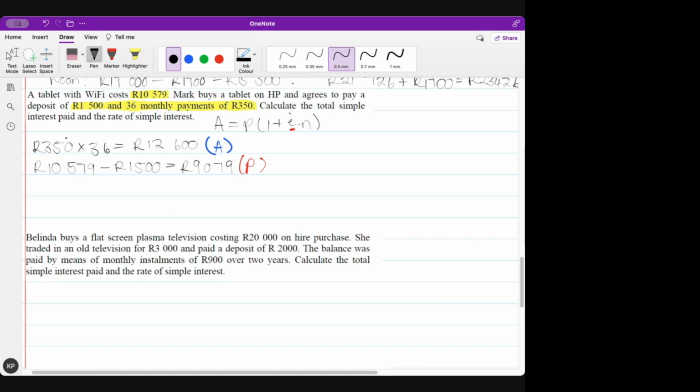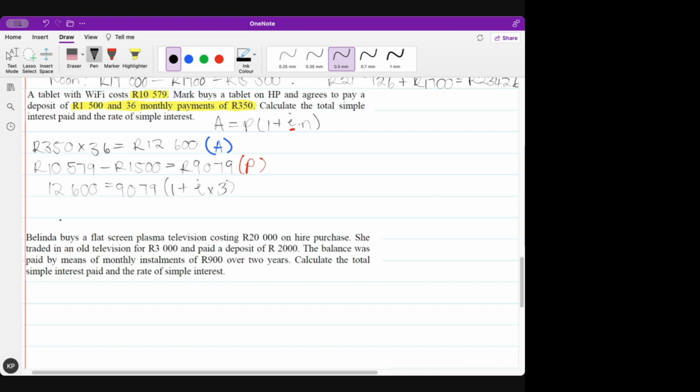Now let's substitute. Accumulated amount, 12,600. The original borrowed amount, 9,000 and... Oh, okay. But guys, you mustn't run ahead. When I ask what 350 times 36 is, you must tell me that, not the next step, otherwise we all get confused. Because I'm not calculating on my side, so I'm trusting everything you guys are telling me here.